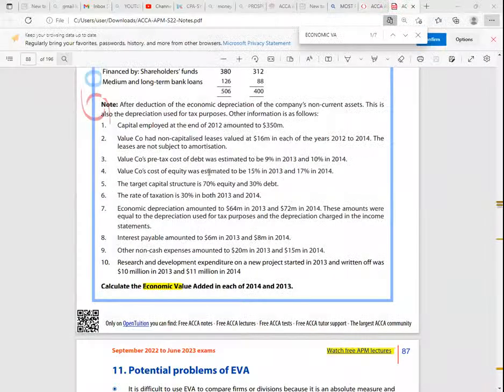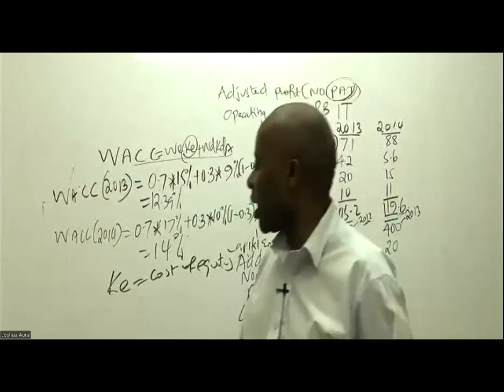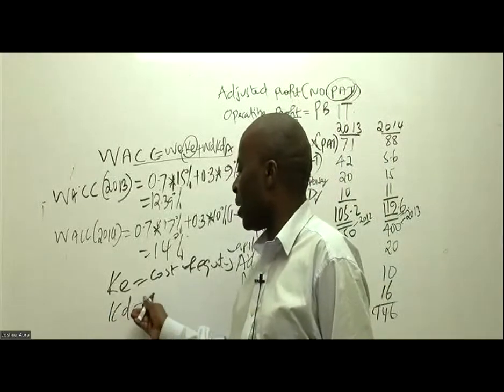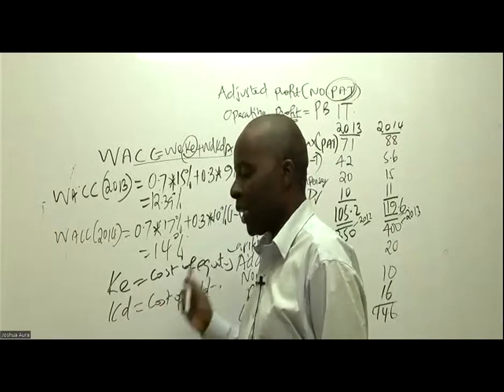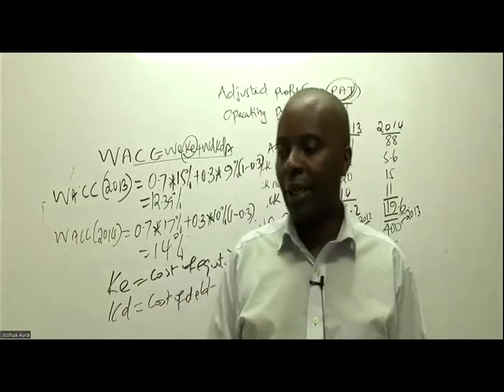They have given you the cost of equity for the 2 years. For 2013, it's 15%, and 2014 is 17%. And then we have KD, which has also been given. It's about just plugging in. Remember, KD stands for cost of debt.